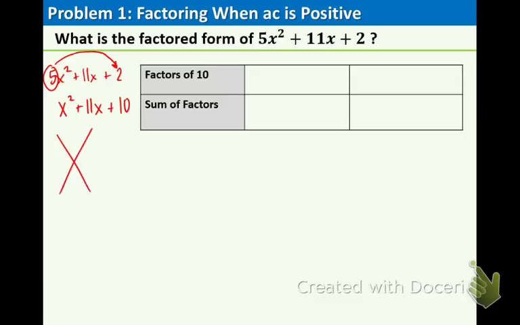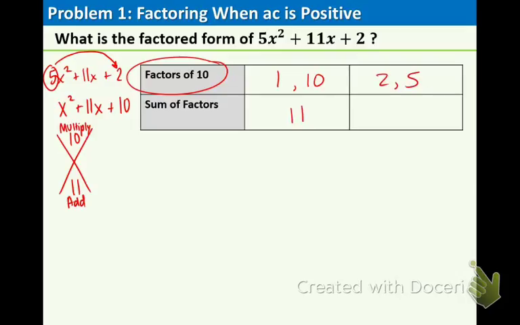Now we're ready for the x. Take the 10, put it up top, take the 11, put it in the bottom. We need to figure out numbers that multiply to get 10, but add to get 11. So that's why in our table right here we have factors of 10, which are 1 and 10, and 2 and 5. Now we just need to add them.